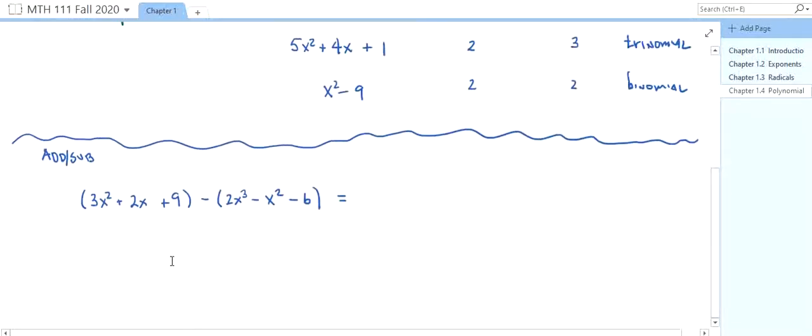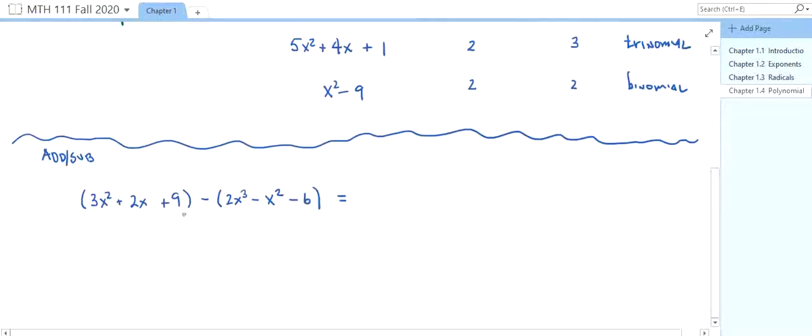Let's talk about adding and subtracting polynomials. I have 2 polynomials here. They're actually trinomials. One's third degree, and the other one's second degree, but they each have 3 terms. They don't have to have the same number of terms to add and subtract, and we'll see why, because what we need to do is combine like terms.